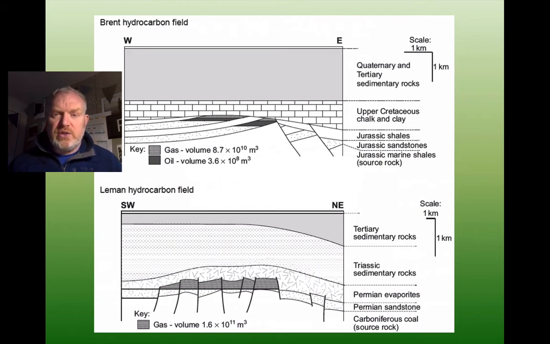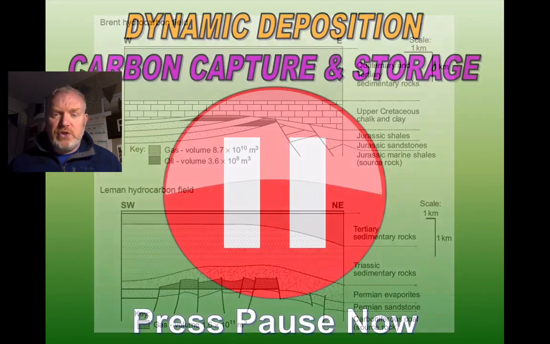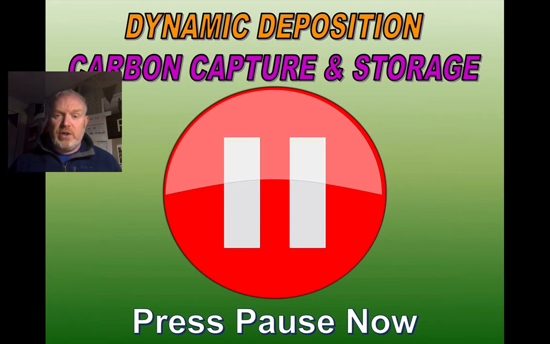So what I'd like you to do is evaluate each of these fields, annotate these diagrams. What's potentially good about these sites for storing carbon gases? What limitations might there be for using these? So, press pause, have a go at those now, see what you can come up with.